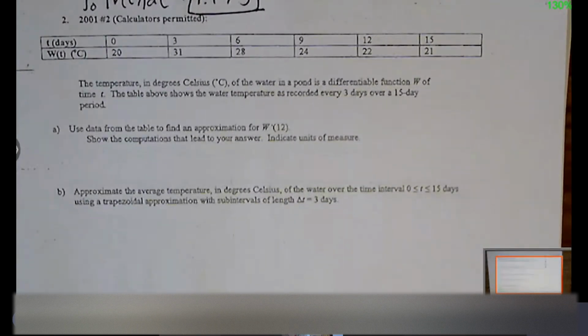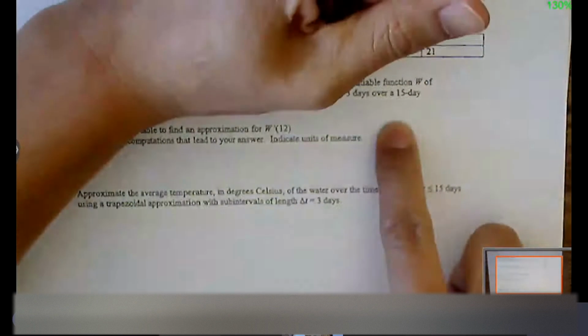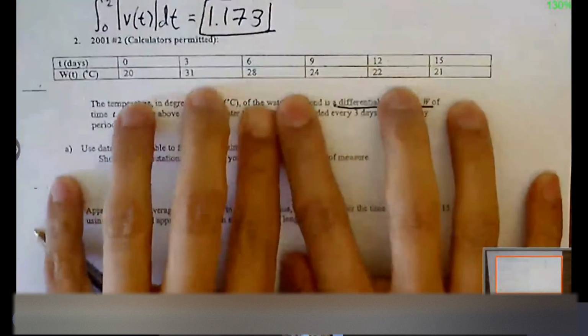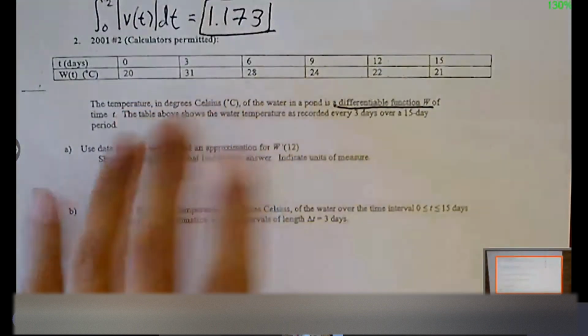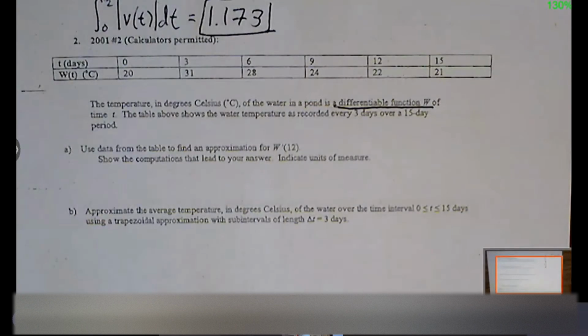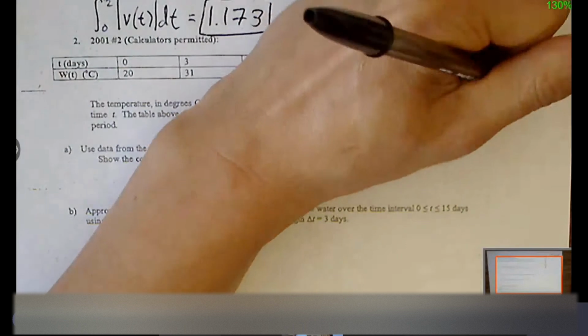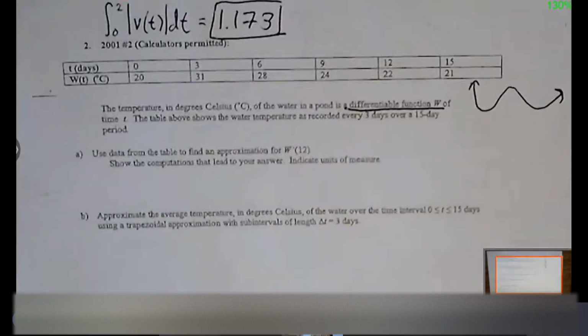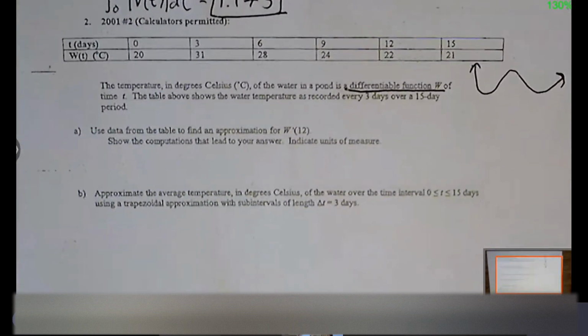The temperature in degrees Celsius of the water in the pond is a differentiable function. So differentiable function, that just means it's a smooth curve. There's only 6 ordered pairs here, but we know that there's no strange behavior between. There's no holes or asymptotes or sudden sharp turns. It's just going to be a smooth curve. We have a very limited picture of the graph, but we know ultimately it's a smooth curve. Okay, the table shows the water temperature as recorded every 3 days over a 15-day period.